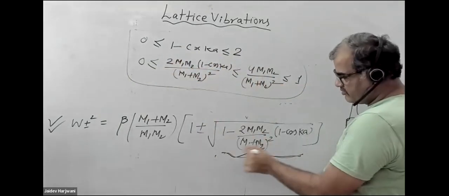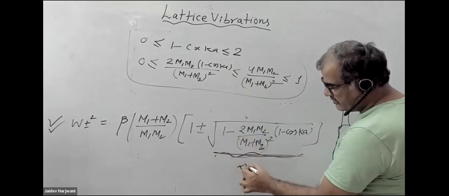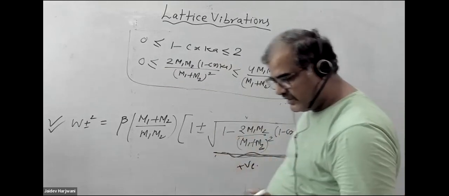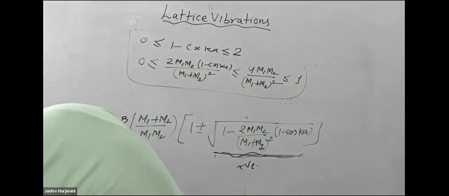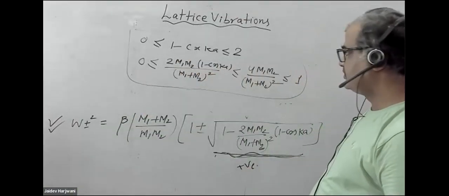So this quantity cannot be negative. So 1 minus this is always positive, so you don't get any imaginary things. Is it clear? Okay, so now shall I erase this one?